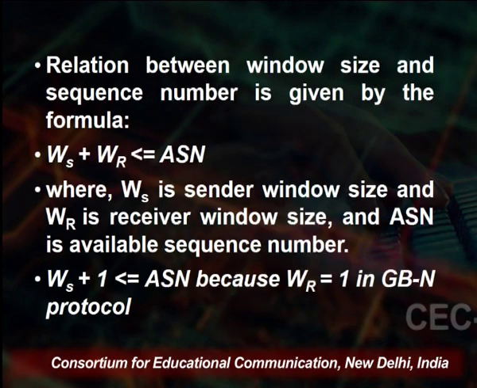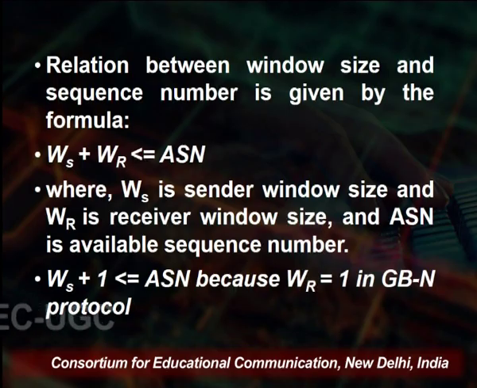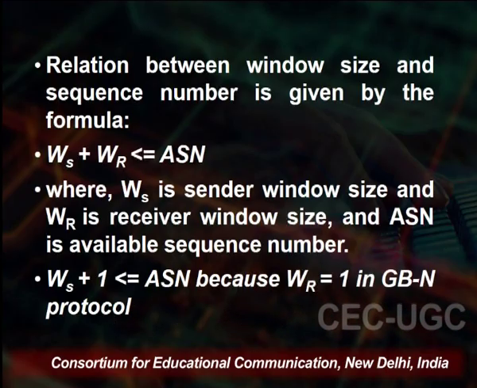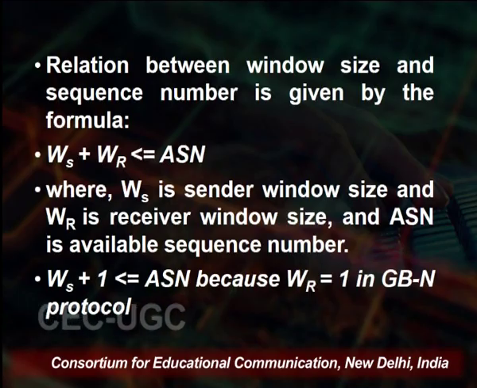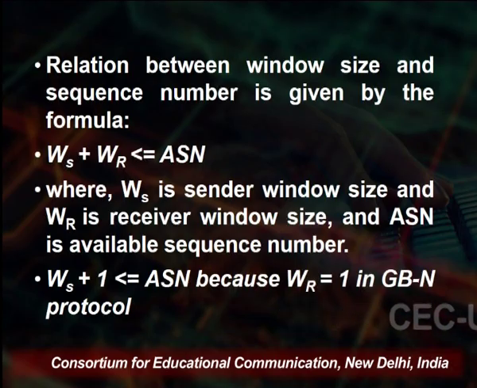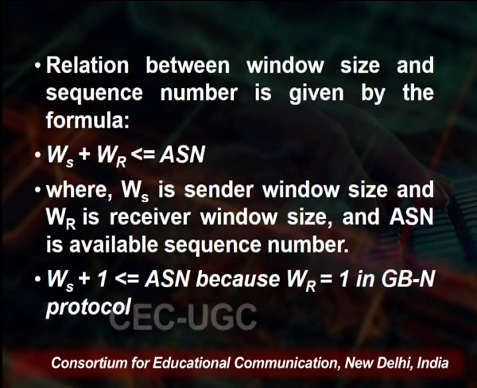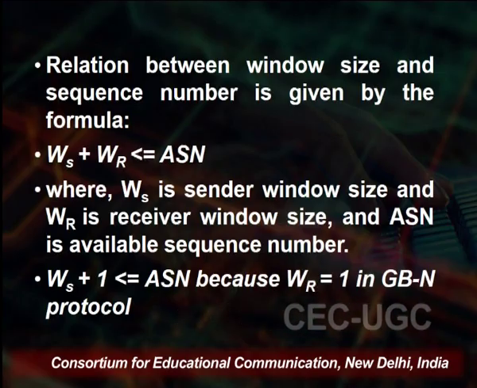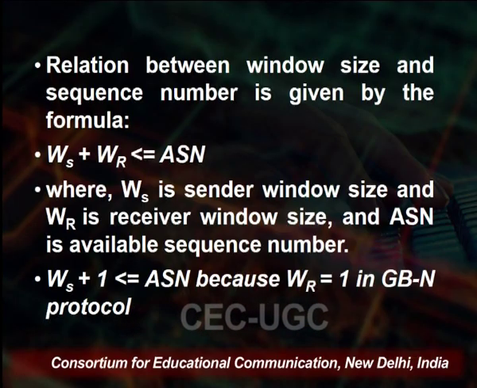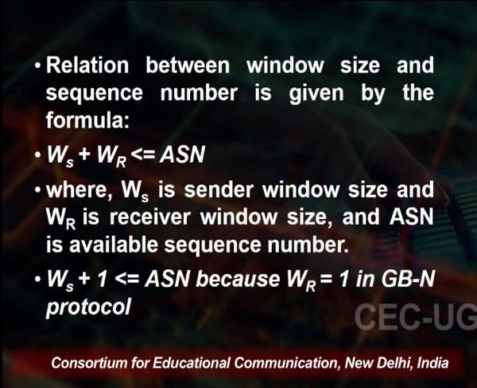Now the relationship between window size and sequence number is given by a formula: WS, the size of the window at the sender, plus WR, the receiver window size, must be less than or equal to ASN, where ASN is the available sequence numbers. In go back N, WR is fixed to 1, as we have seen already.